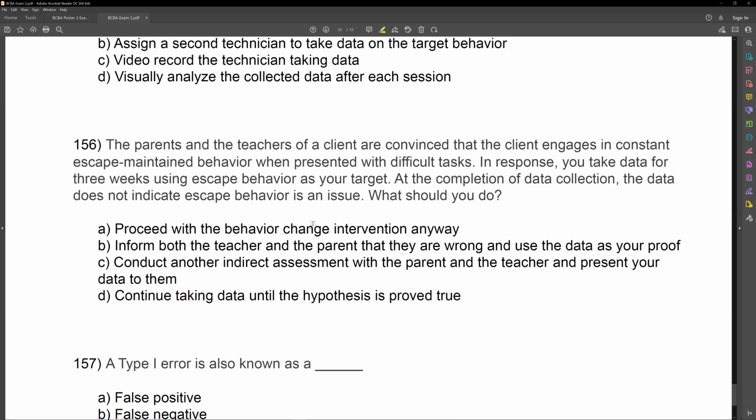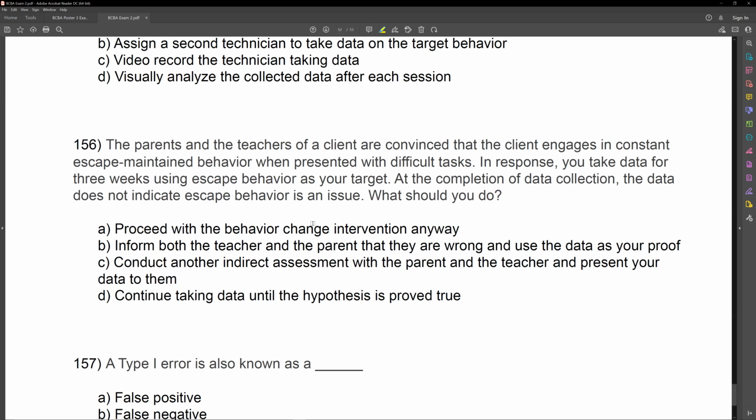What are you going to be targeting since it's not escape maintained? You don't just proceed against what the data tells you. B, inform both the teacher and parent they are wrong and use the data as your proof. Now, we're not going to just walk up to them and say, hey, you're wrong. Here's proof, okay? It's a better way to do that.